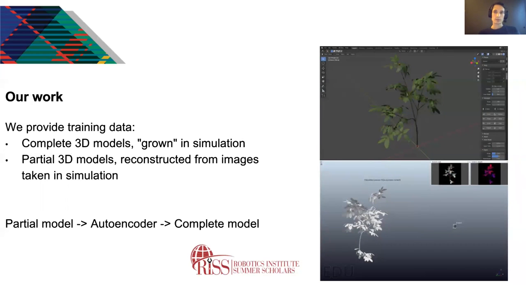And to train any kind of neural network, the single most important thing is always training data, and this is our contribution in our work. We provide both complete 3D models that we grew using simulation that simulates tree growth. And next, we took those complete 3D models and we moved them into a simulation where we took images of them and reconstructed partial 3D models from those images. And the idea is to now input this partial model into the autoencoder and to train it to output something that is as close as possible to the original complete model.